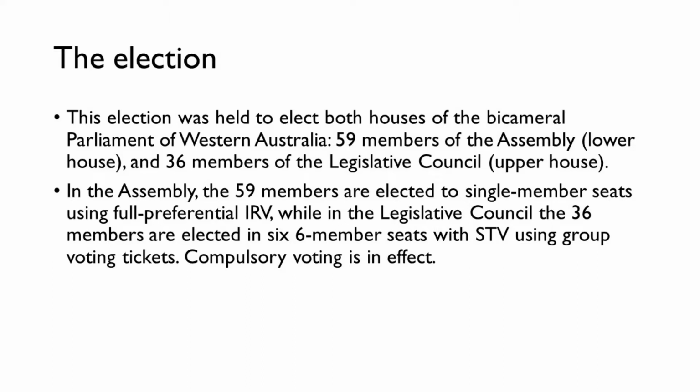In the Assembly, the 59 members are elected to single-member seats using full preferential instant runoff voting, while in the Legislative Council, the 36 members are elected in six-member seats, with STV using group voting tickets. Compulsory voting is in effect.